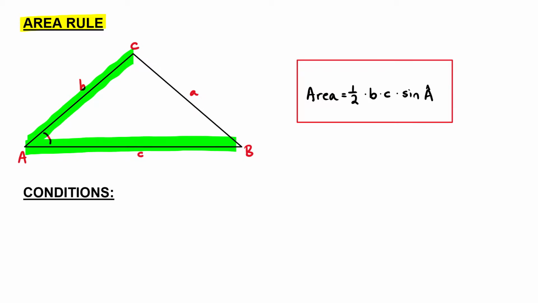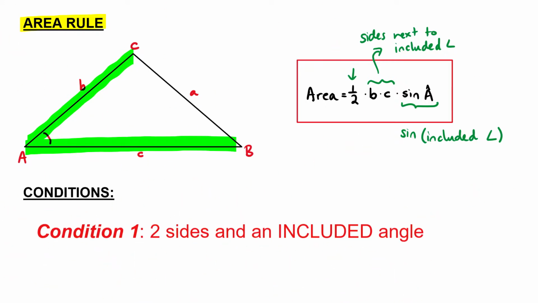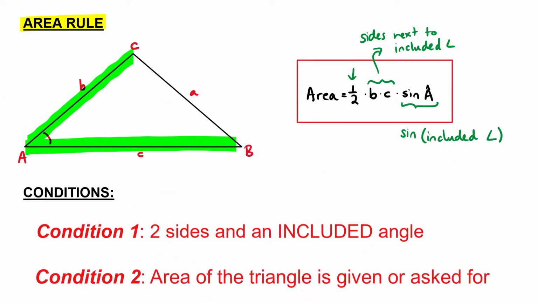So basically, just so that you guys are on the same page as me, when dealing with the area rule, it's going to be a half multiplied by the sides that are next to the included angle, and then it's multiplied by sine of that included angle. And so basically we can think of it that the conditions to use the area rule are, firstly, you're given two sides and an included angle, so exactly the same as the cos rule. And secondly, if the question gives you the area of the triangle. So in other words, I say to you, this triangle has an area of 5 centimeters squared, you know that you're going to have to use the area rule.